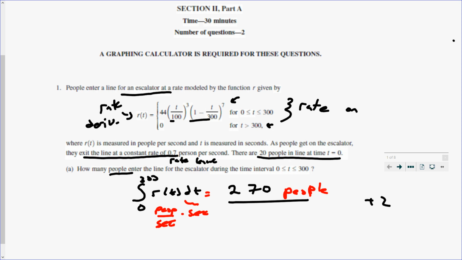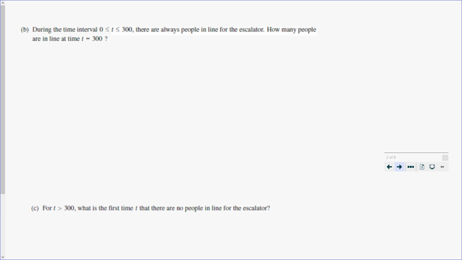All right, so let's go and take a look at question B. Now question B is an FTC problem. It says during the time interval from 0 to 300, there are always people in line at the escalator. I mean, it's like a Disney ride, right? How many people are in line at t equals 300? This is your FTC problem. So from 0 to 300, that's going to be our r(t) dt.